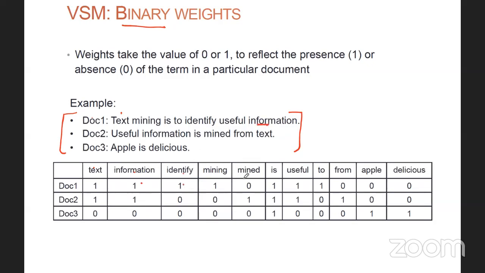Identify is there. Mind is not there, so that is 0. That means whether a word has occurred in a document or not, that's all. That's the binary weight. If it occurs, put 1, otherwise put 0. Let's say, for example, document 3. Text is there? No, so it's 0. Information, no. Only apple is there, so apple, yes, 1. Delicious is there, 1. So this method is called the binary weights method: yes or no, 0 or 1.